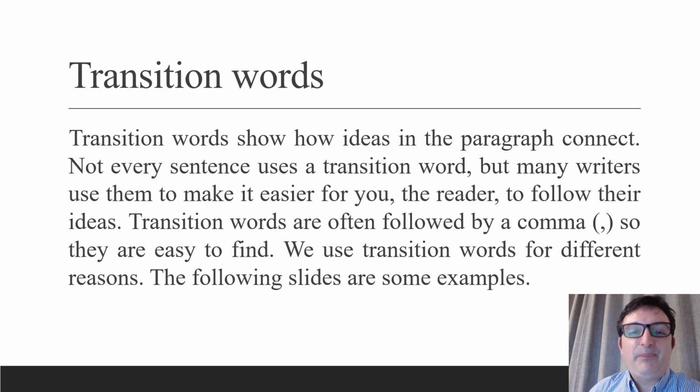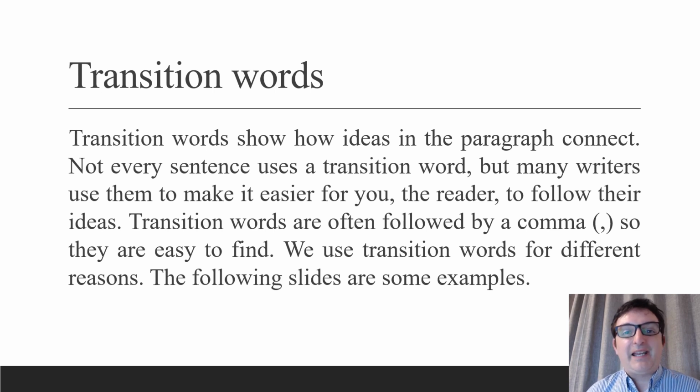Basically, transition words show us how the sentences are connected together. Not all sentences have transition words, and in the textbook there are actually very few. However, writers often use them to help us understand the flow of ideas in a piece of writing. So they help us understand what kind of sentence is coming next. Transition words are quite easy to find usually because they usually have a comma just after them. Not always, but a lot of the time.